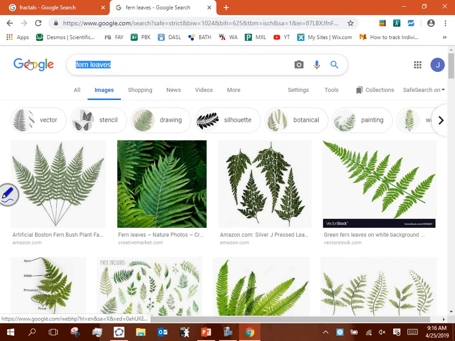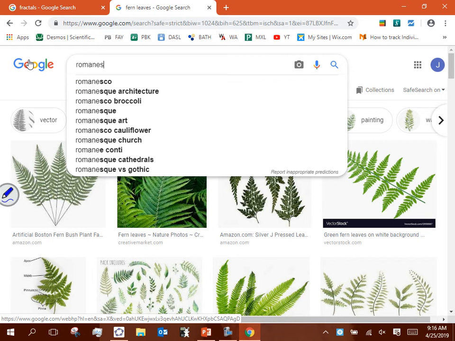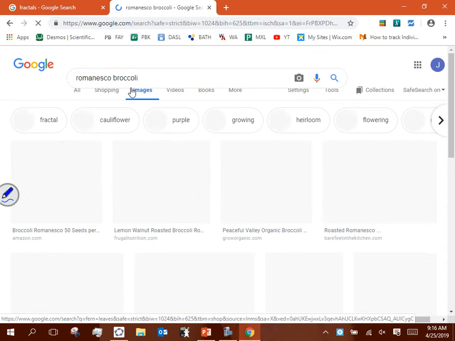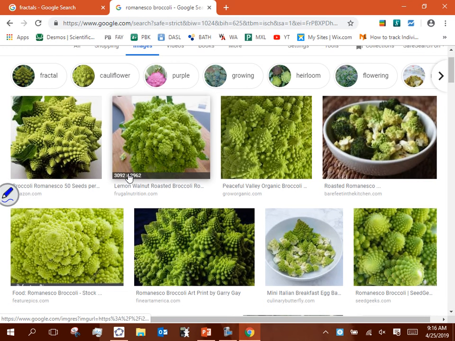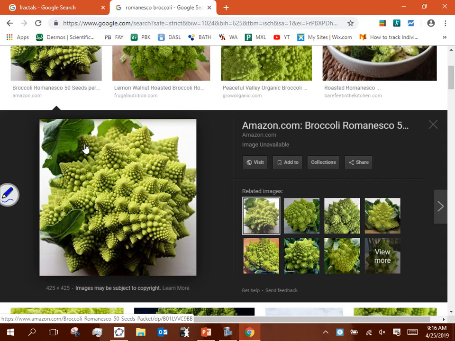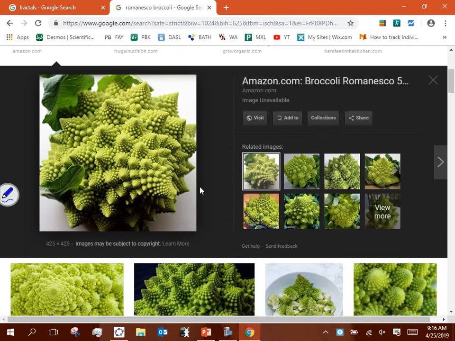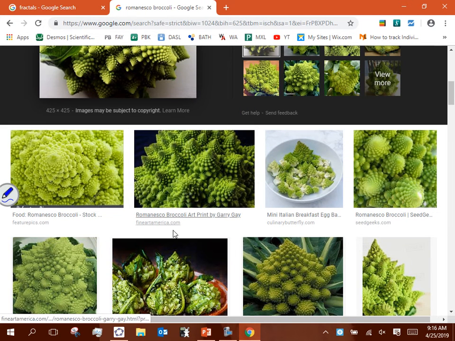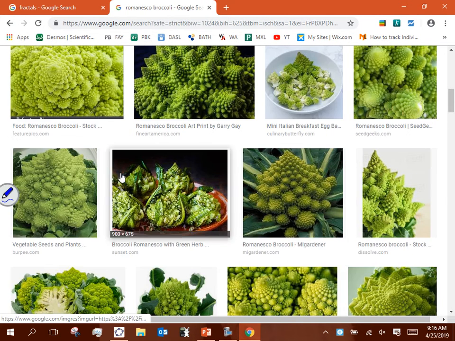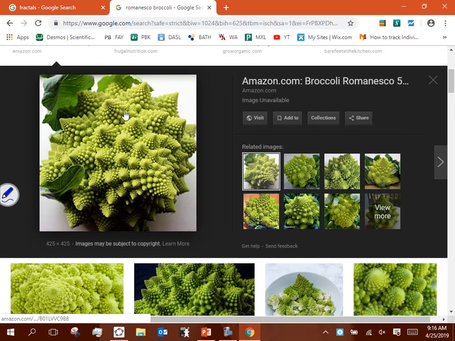I'm going to try to type something in here. Oh no, that's what I'm looking for right there. So this type of broccoli. I don't know what person thought, yeah, let's put that in my mouth, for the first person that ate that, it doesn't look safe to eat. But you see the fractal idea there, right?